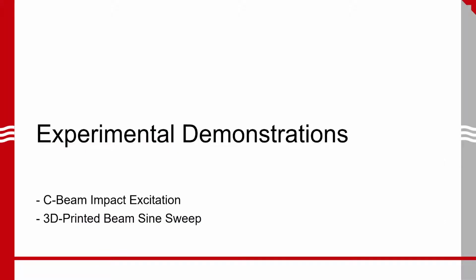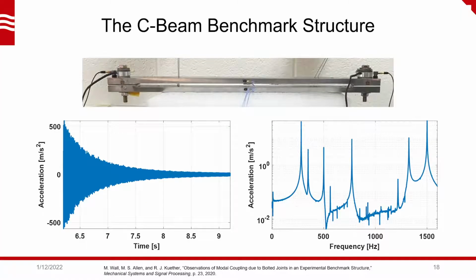And now I'll quickly go over some experimental use cases, which include the impact response of the C-beam benchmark structure and the forced response of a 3D printed beam system to a sine sweep. The C-beam, sometimes called the sandwich beam or S4 beam, is shown on top, where it is two steel beams that are bolted together at the ends. A measured impact response from this system is shown on the bottom with the time series on the left and its FFT on the right, where there are about 6 modes significantly excited.